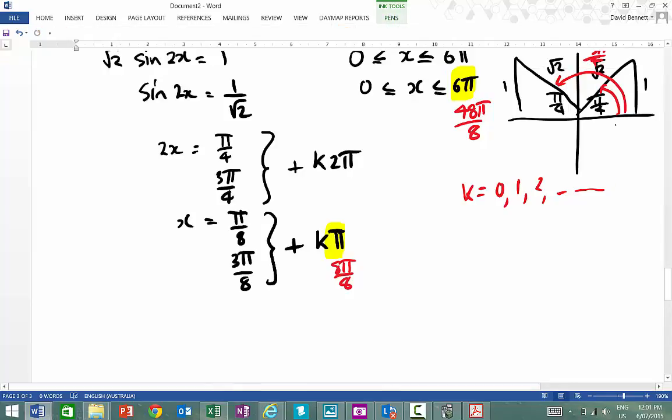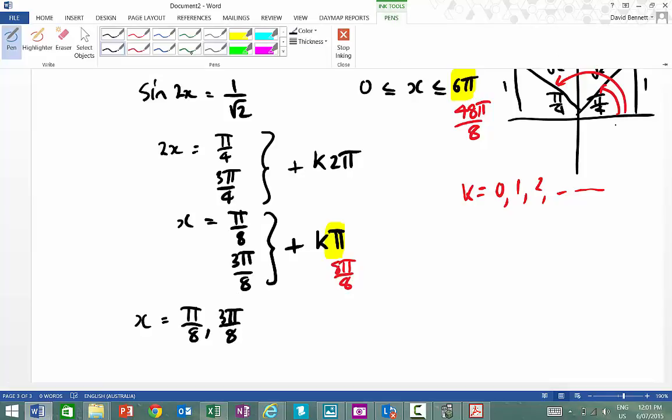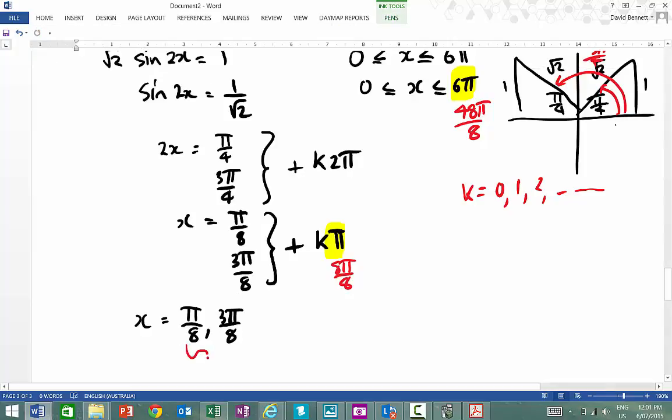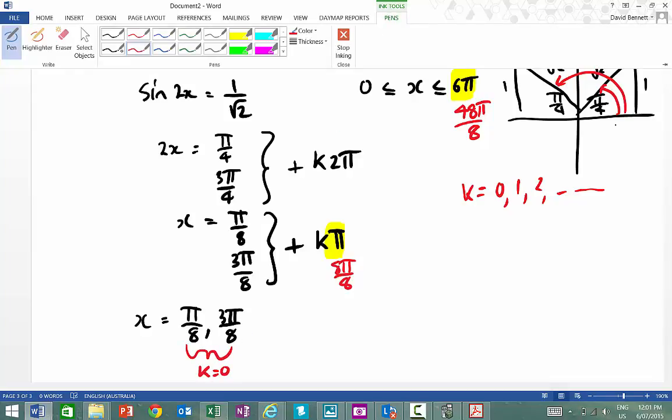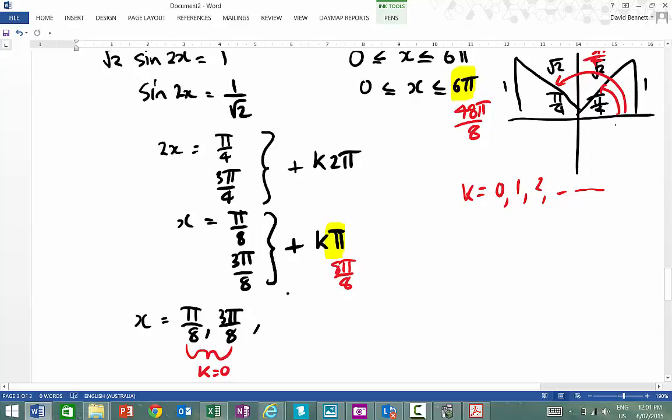So therefore I've got x is equal to, my first terms are pi on 8 and 3 pi on 8, and that's when k is equal to 0. Now, the next values are going to be plus 8, so that's going to be 9 pi on 8 and 11 pi on 8. That's going to occur when k is equal to 1.